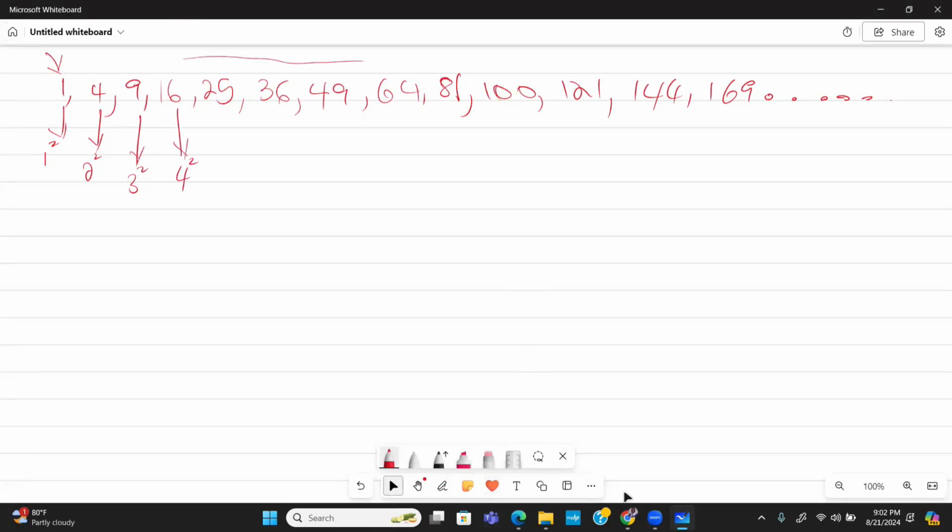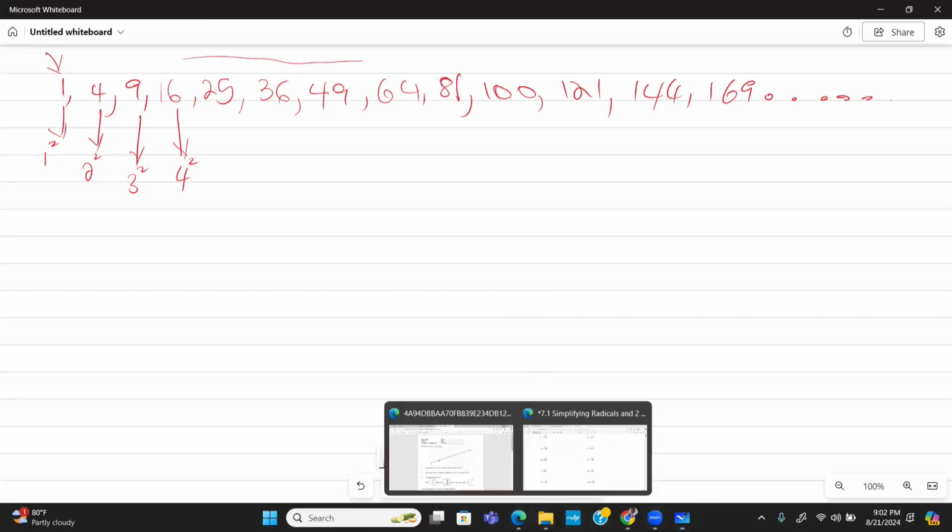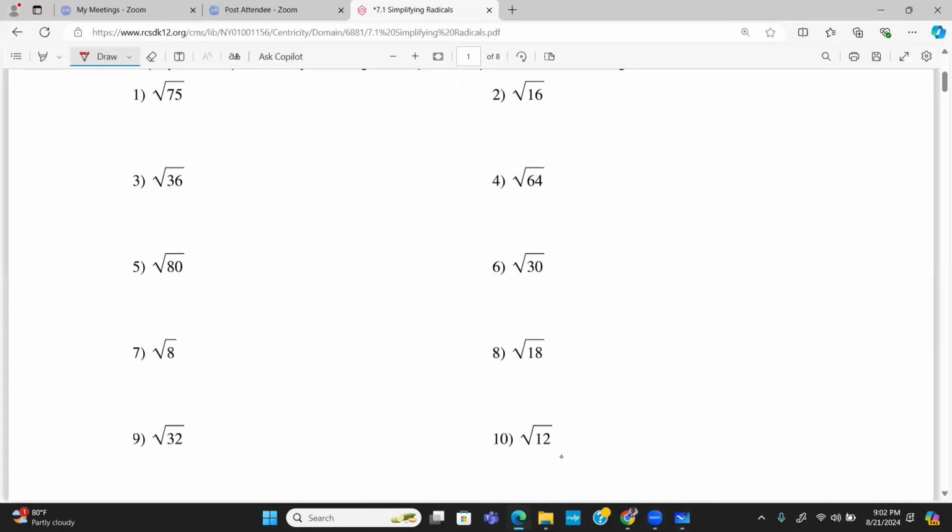So what we want to do is identify the largest square number that is a factor of our radicand, right? The radicand is the number underneath our square root. So let us rewrite this: the root of 25 times 3. 25 times 3 is 75. From this, we could split this further into the root of 25 times the root of 3.